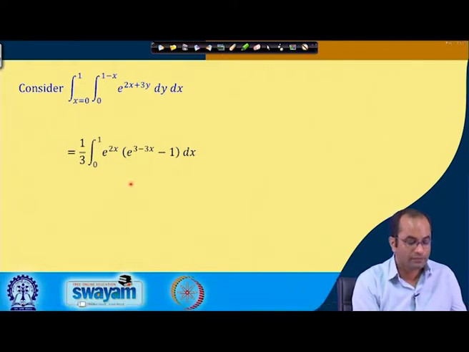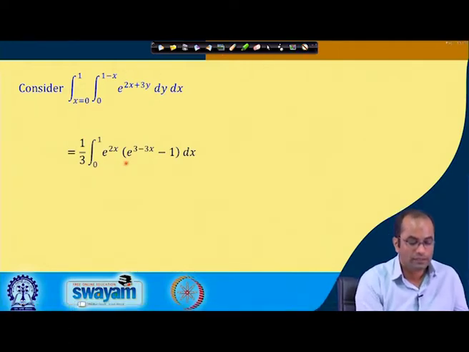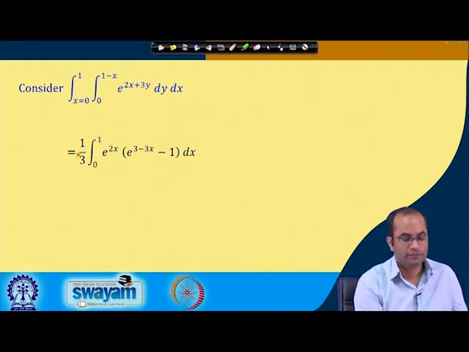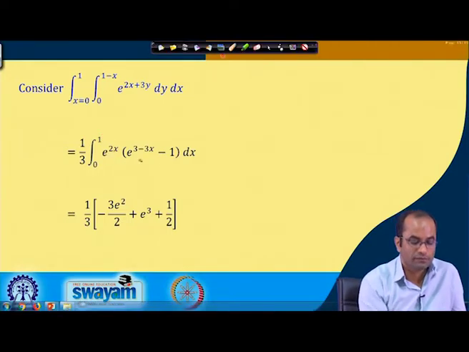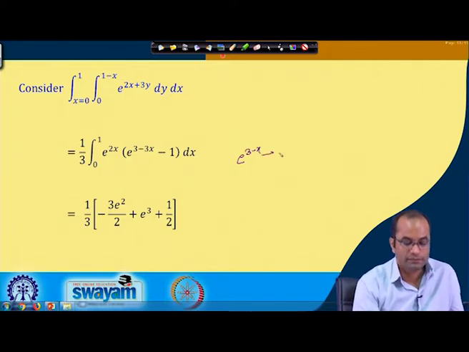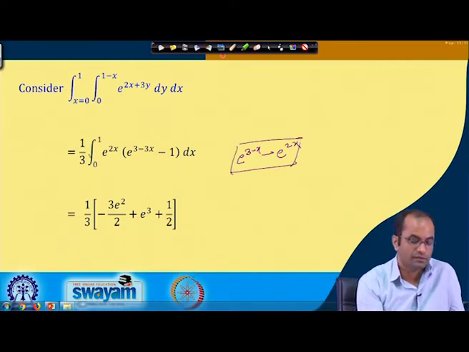So, this is the first integral, the inner one, and now we can integrate this as well, because it is a simple integral. So, we will get 1 by 3, and then minus e power 3x square by 2 plus e cube and plus half when we integrate this simple integral. You can multiply here by this e power 2x. So, we will get e power 3 minus x, and then minus e power 2x, which we can integrate and put the limits 0 and 1, and we will get this number here.